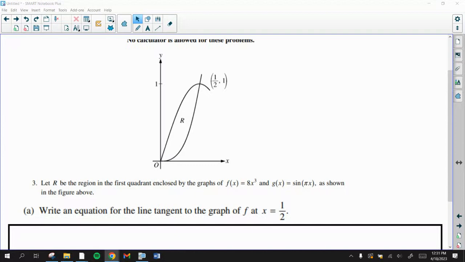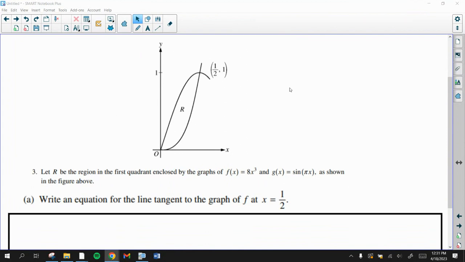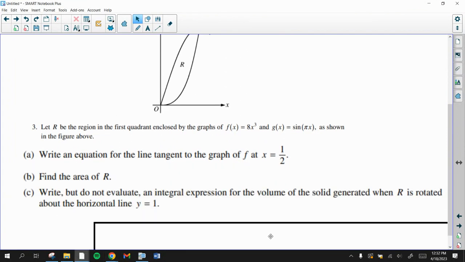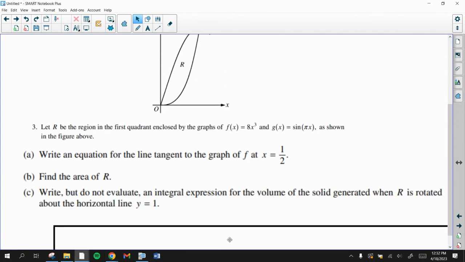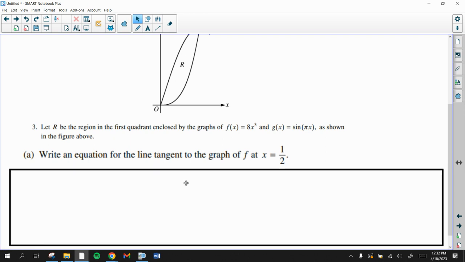So here's another free response. This looks like it's going to be geometric questions. They give you a region and they're going to ask you a series of questions. Here are the questions: tangent line, area, and a volume. So that's pretty typical. Let's start with that.